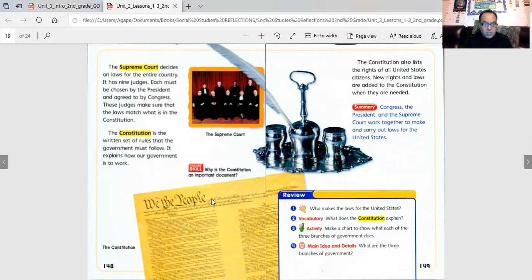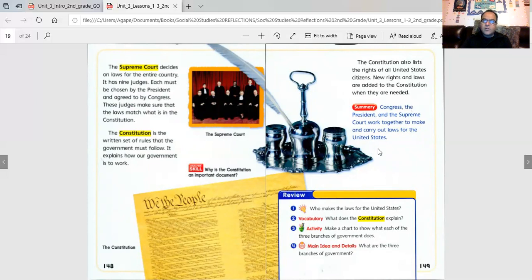Hundreds of years ago, this Constitution was written up by not just one person, but a group of people that were actually very religious people. They believed in God and they were God-fearing people. They did their very best in the beginning to lay down the structure of our beautiful country. Think about why the Constitution is an important document. The Constitution also lists the rights of all United States citizens. New rights and laws are added to the Constitution when they are needed.